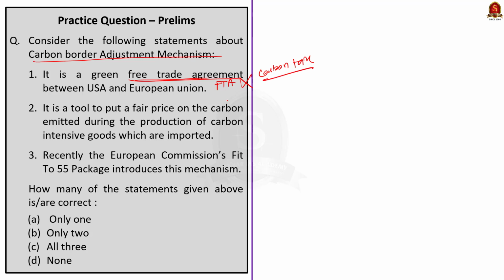Next, it is a tool to put a fair price on the carbon emitted during the production of carbon intensive goods which are imported. This statement is correct. Next one is recently the European Commission's Fit for 55 package introduces this mechanism. This statement is also correct. So two statements are correct. So the answer is option B.